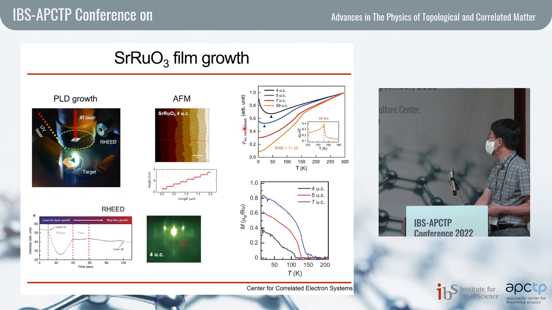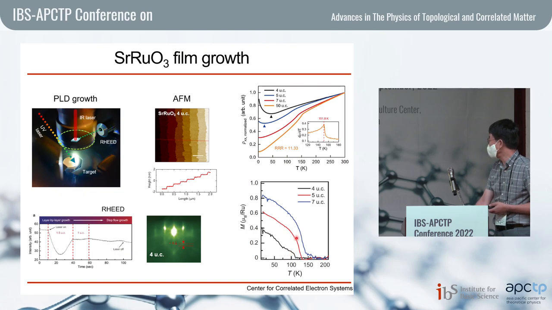If we measure longitudinal resistivity as a function of temperature for a thick film, we have an RRR value of over 11. This is one of the best strontium ruthenate films grown in a PLD system. And we can reduce the thickness down to 4 unit cells. As this magnetization measurement shows, even down to 4 unit cells the system is in a ferromagnetic state. But if you go below 3 unit cells, it loses ferromagnetism and becomes paramagnetic.